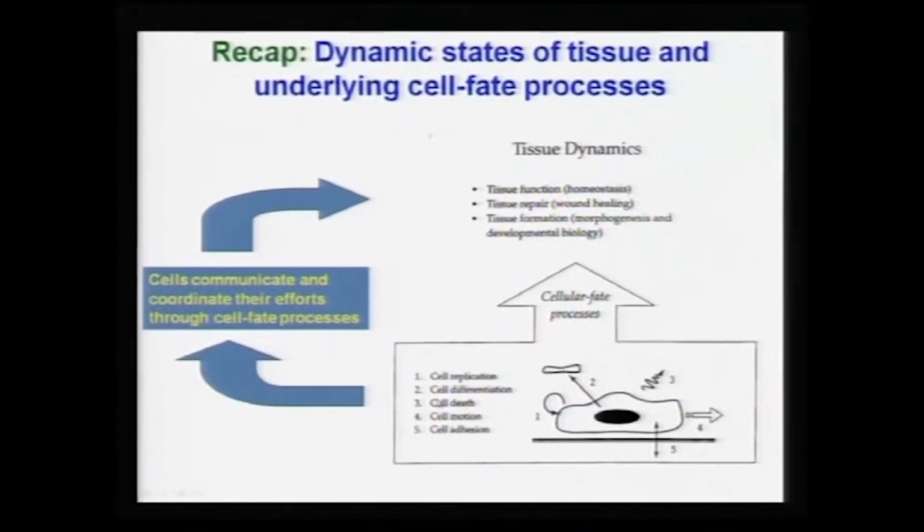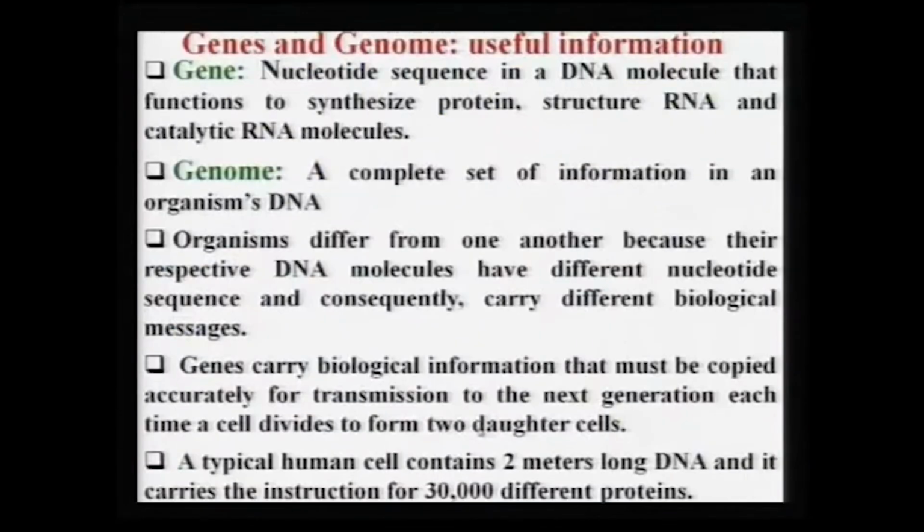Now, as I have explained earlier, cell communication via different cell signaling processes is important in all these cell fate processes like replication, differentiation, death, migration and adhesion. Now, as differentiation is differential gene expression or differential cell functionality, we should first know what a gene and genome are. Therefore, this slide provides some useful information.